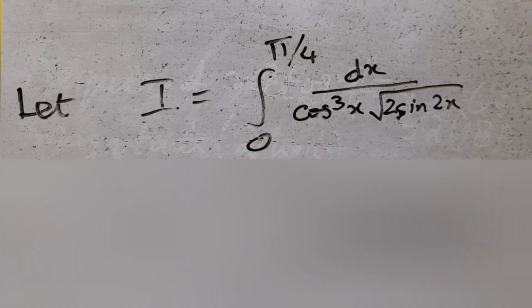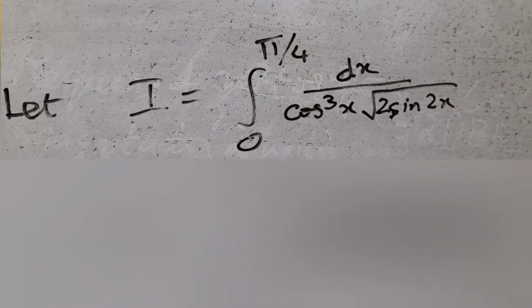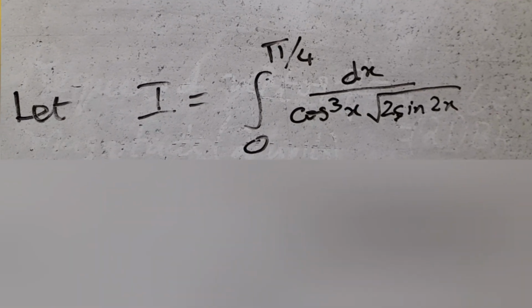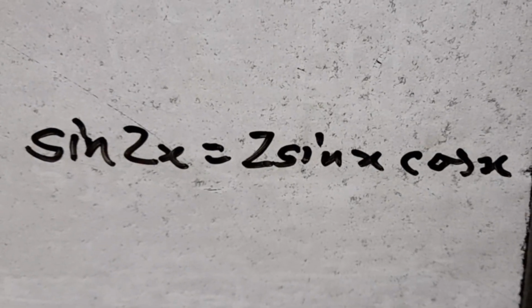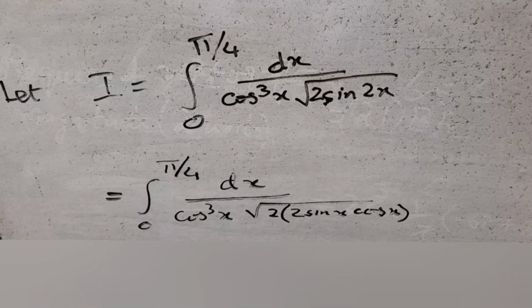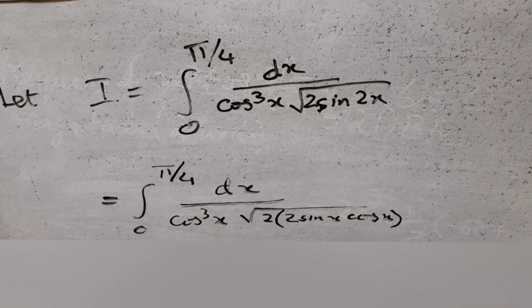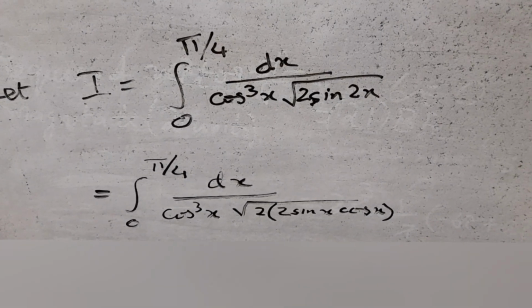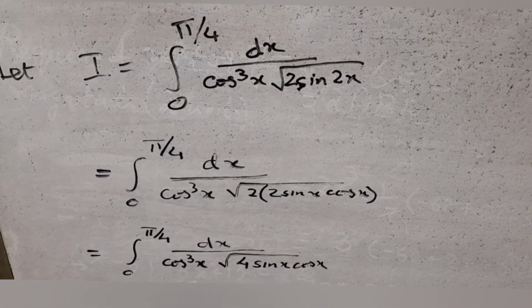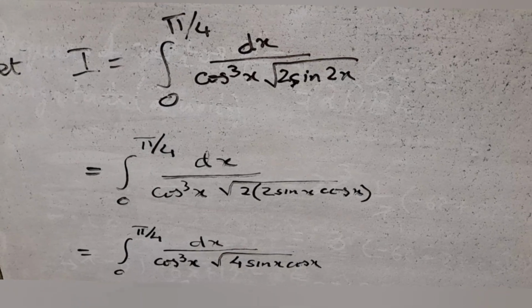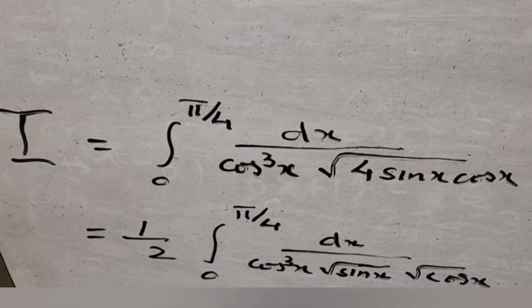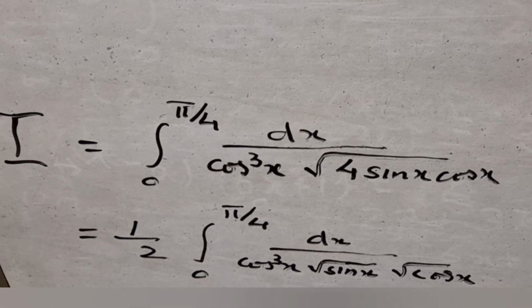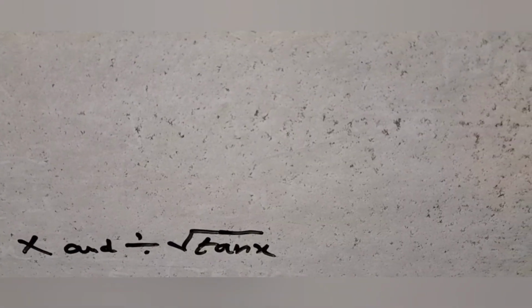I equal to given integral. Use the trigonometric formula sin 2x equal to 2 sin x cos x in the denominator. Change root 4 in the denominator to 2. Multiply and divide with root tan x.